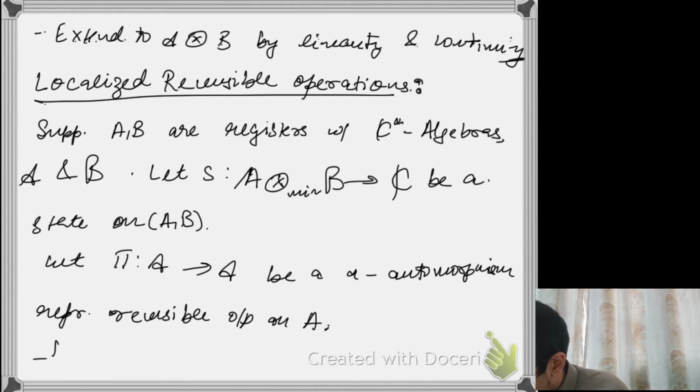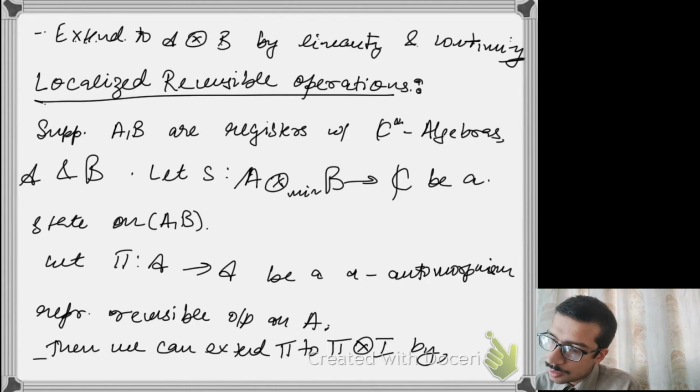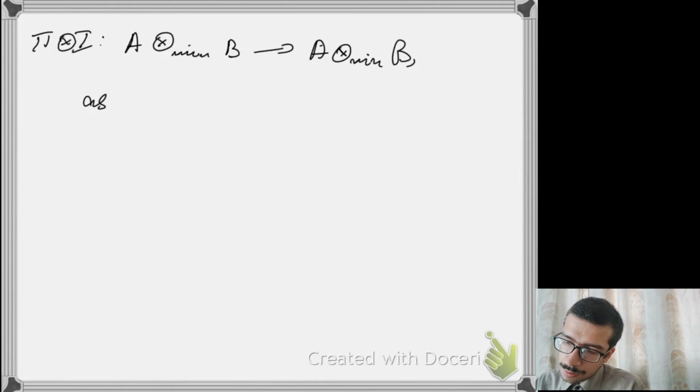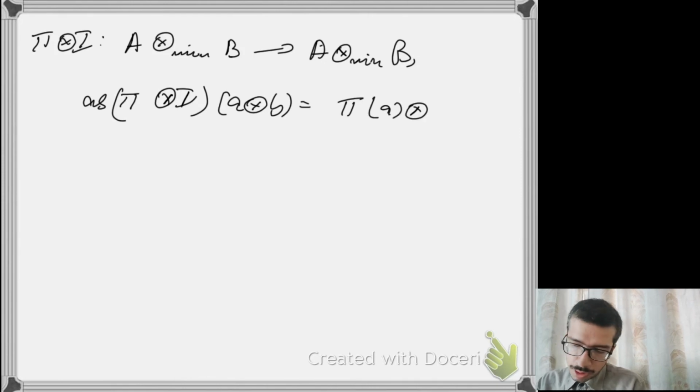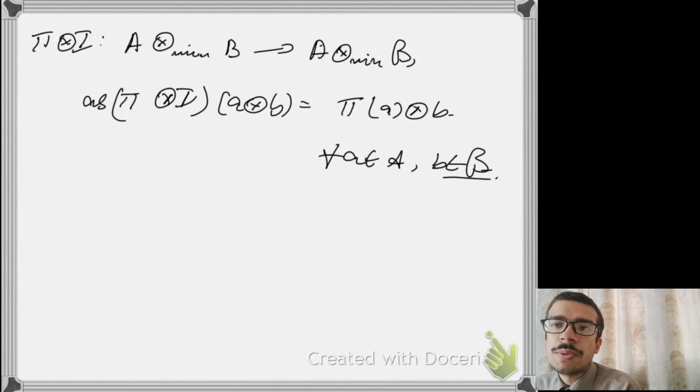Then we can extend pi to pi tensor I. So this pi tensor I is a mapping from A tensor min B to A tensor min B as pi tensor I of A tensor B equals pi of A tensor B for all A in A and B in B. So basically if I only have an operation which acts on my first register, then I can extend it to an operation on the combined register, and the idea is that it will act like identity on the other register, right?